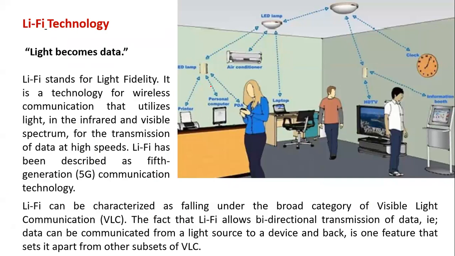Right. So the next coming improvement in mobile communication is Li-Fi. The theme is light becomes data. In Li-Fi, it is expected to communicate data using lights. Children, here in this image you can see all the devices, right? Electronic devices. The printer is there, a computer is there, AC machine is there, laptop, HD TV, information booth, clock. So all these digital devices are connected to the internet using the light.